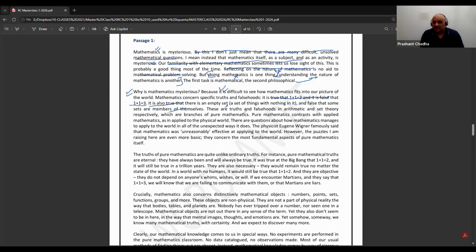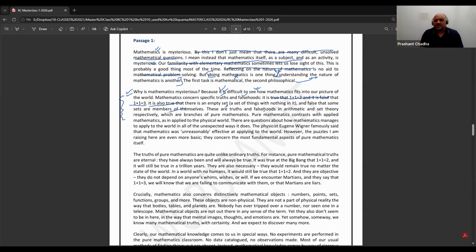He's literally repeating himself. These are truths and falsehoods in arithmetic and set theory, which are branches of pure mathematics. He has added no new value here, no new information. He's still saying the same thing, that it has truths and falsehoods, right? There are some things which are true: 1 plus 1 is 2. 1 plus 1 is not 3, that is false. True and false exist, right? So that's all he said in this particular part till now.